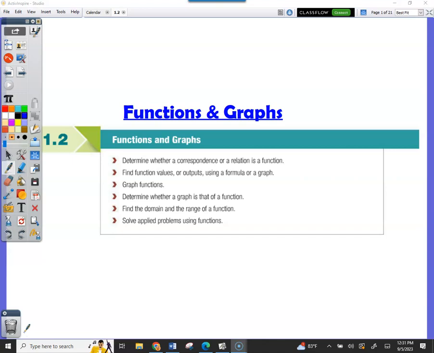So we're looking at 1-2. We will finish 1-2 today. That's the goal, which means 1-2 homework will be due tomorrow. Now, 1-1 homework.